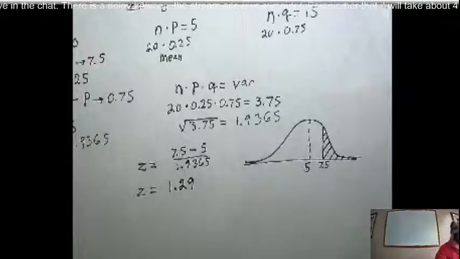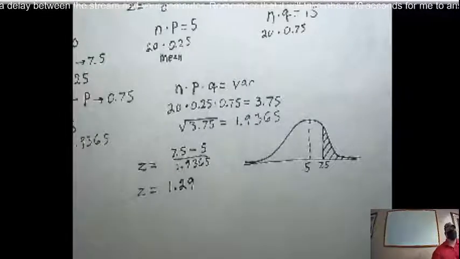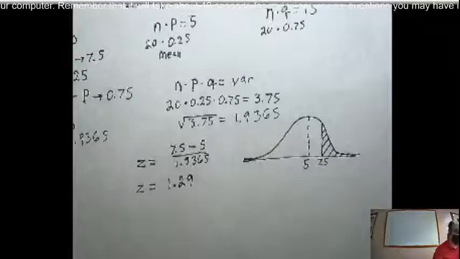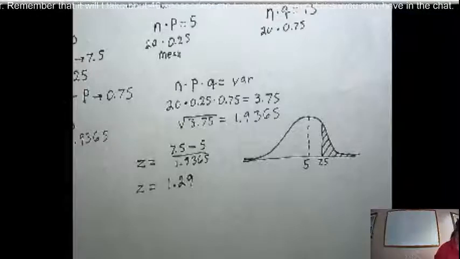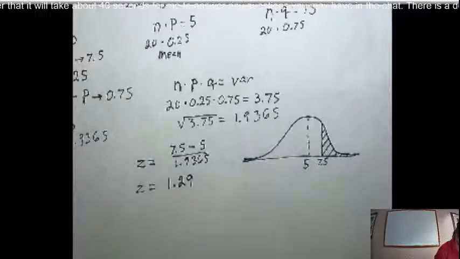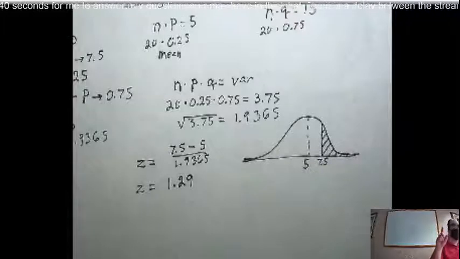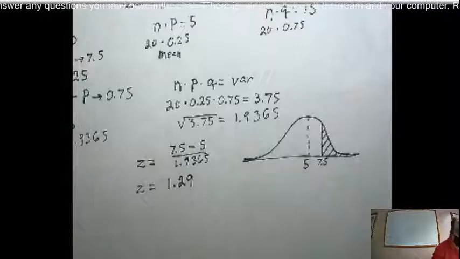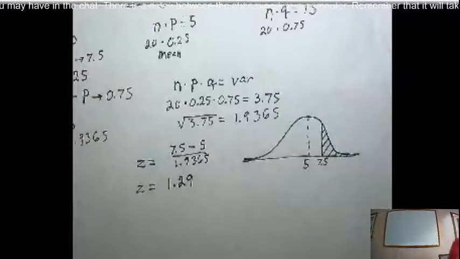And this is a positive z-score, so we are going to need our positive table. So let me look here. First two are 1.2, so let me find 1.2. There it is. And then scroll over till we get to 9. And so I get 0.90147.